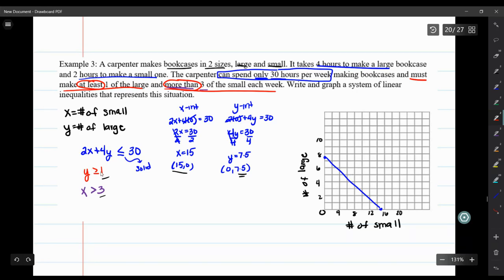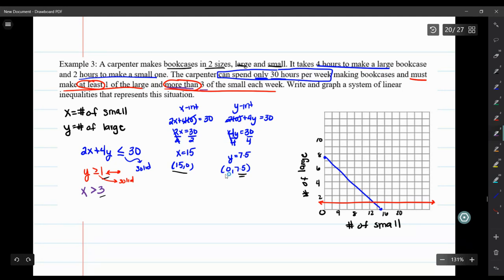So for the y, remember when you have y and a number, this is a horizontal line at this number. Now, it is a greater than or equal to, so this is also solid. So at 1, I'm going to draw a solid line all the way across where y is 1.